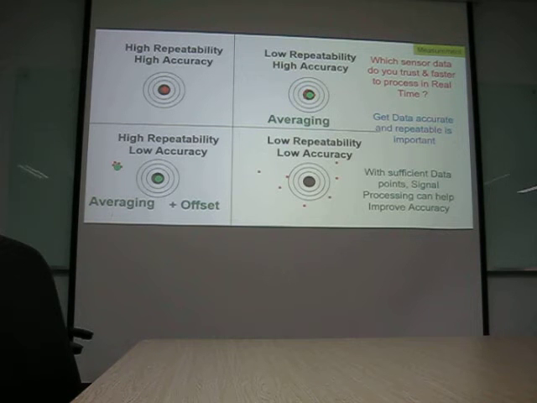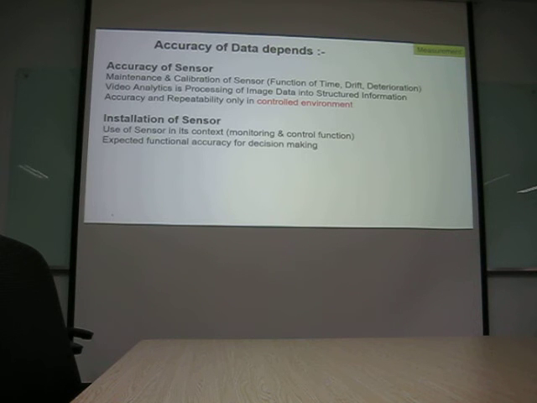In an ideal condition, in a lab, university lab, you switch on, it works perfectly. But the real world is much more difficult. So the accuracy depends on a few things. For cameras, there is less of a problem, but it has a different type of problem. Maintenance and calibration of sensor is a function of time and drift and iteration. Camera has the same problem.